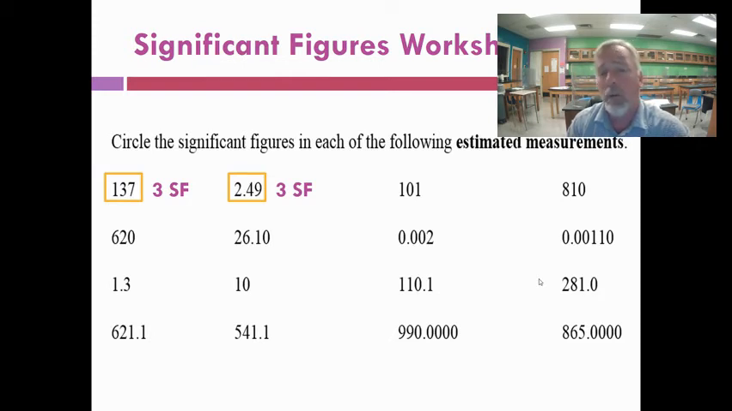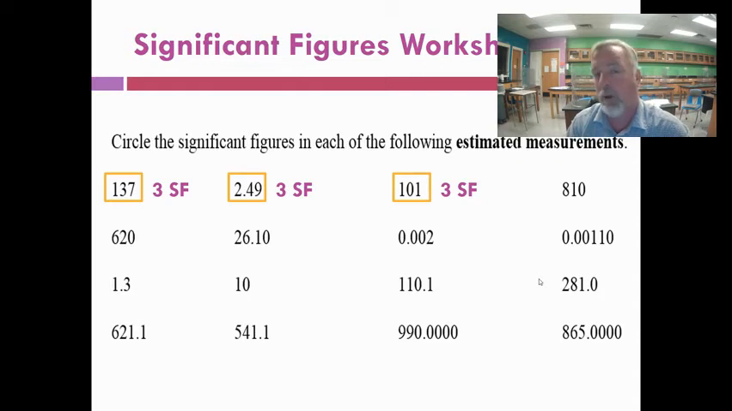Well, we do have a 0 here, but what kind of 0 is this? This is a captive 0. There's a non-zero digit to the left and a non-zero digit to the right. That means they are all significant, right? So this one's going to have 3 significant figures. The captive 0 does count. It's surrounded.